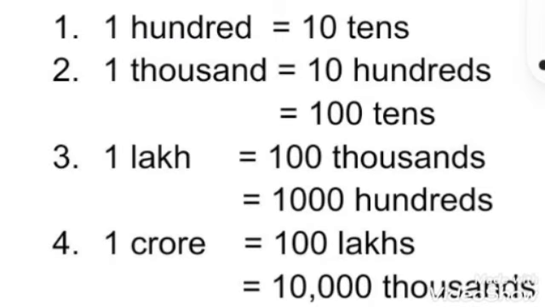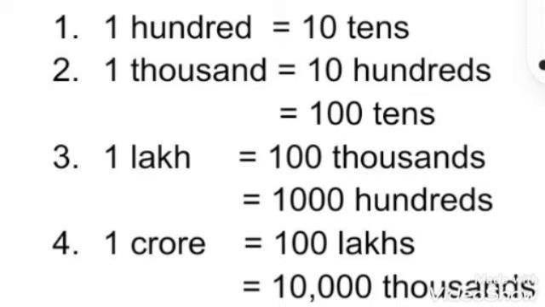So in this, 100 is equal to how much? If I want to write 100 in terms of tens, it means 10 tens. 1000 in terms of hundreds means 10 hundreds. In terms of tens, it means 100 tens. 1 lakh, how do I express in thousands? 100 thousands. 1 lakh can be written in hundreds: 1000 hundreds. 1 crore is equal to how many lakhs? 100 lakhs. 1 crore is equal to how many thousands? 10,000 thousands. Okay, this is how you write it. Lakh is expressed in thousands and hundreds, and crores likewise.